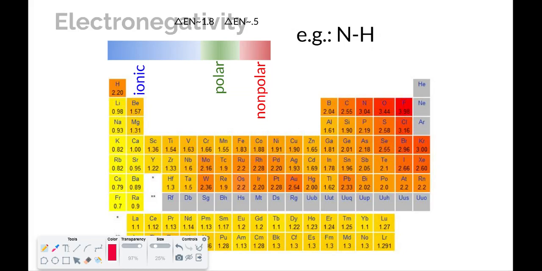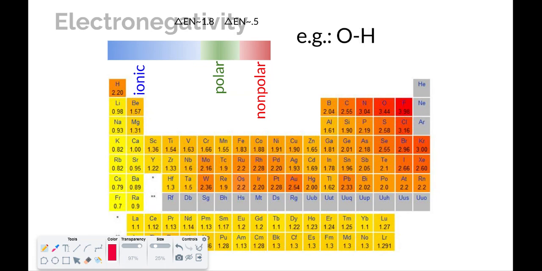N-H. Nitrogen is 3.04, hydrogen is 2.20. The electronegativity difference is about 0.8, and 0.8 puts you pretty much right in that green zone. So this is a polar covalent bond. C-H bond. Carbon is 2.55, hydrogen is 2.20. The electronegativity difference is 0.3, and that's pretty clearly in the red zone. That's a nonpolar covalent bond. So we think of a C-H bond as having the electrons pretty much equally shared between the carbon end and the hydrogen end.